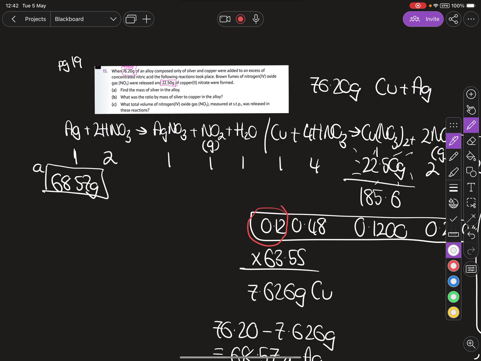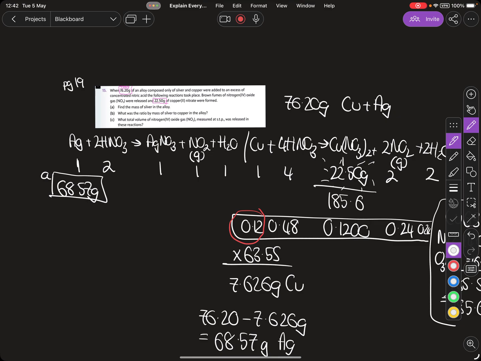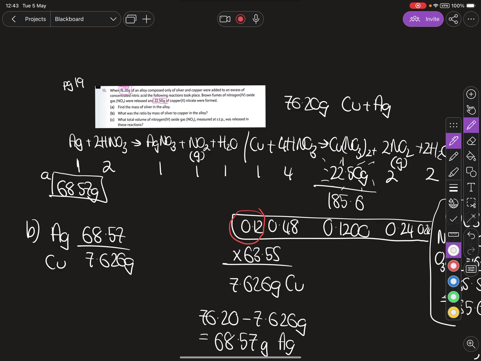The next question is, what was the ratio by mass of silver to copper in the alloy? So silver to copper by mass is 68.57 divided by 7.626 grams. And when I do that, I will get the ratio of 1:9.